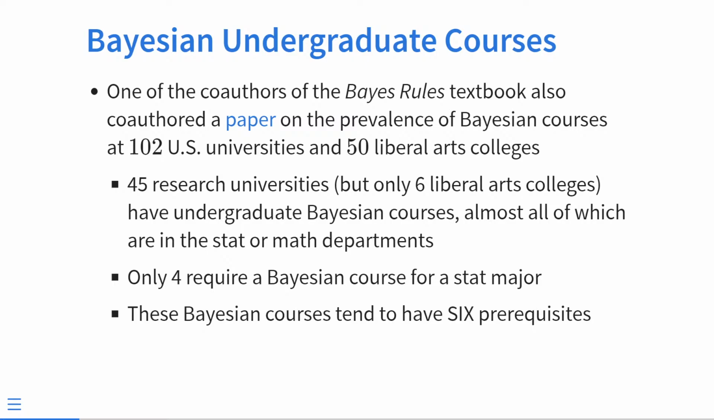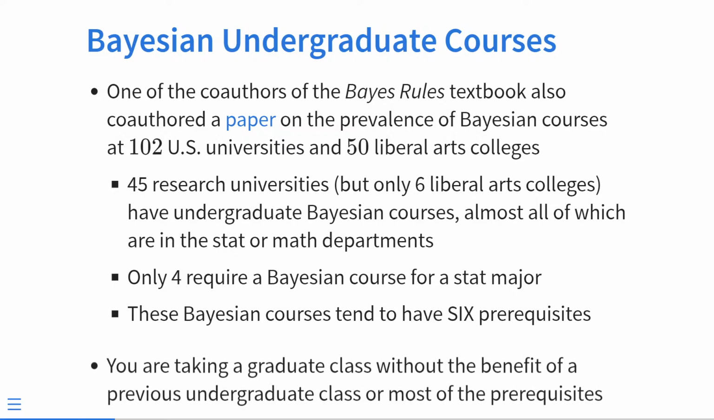And even if you wanted to, or even if you were at one of the 4 places that require the Bayesian course, among these 45, the modal number of prerequisite classes that the Bayesian course has is 6. Meaning that you would need to start planning to take the Bayesian undergraduate course probably when you're a sophomore in order to be able to do it by the time you're a senior. So one implication of that is basically now you're taking a graduate class without the benefit of previously taking an undergraduate class that may have introduced this at a more elementary level, and for the most part, you haven't got the prerequisites that an undergraduate class would require.